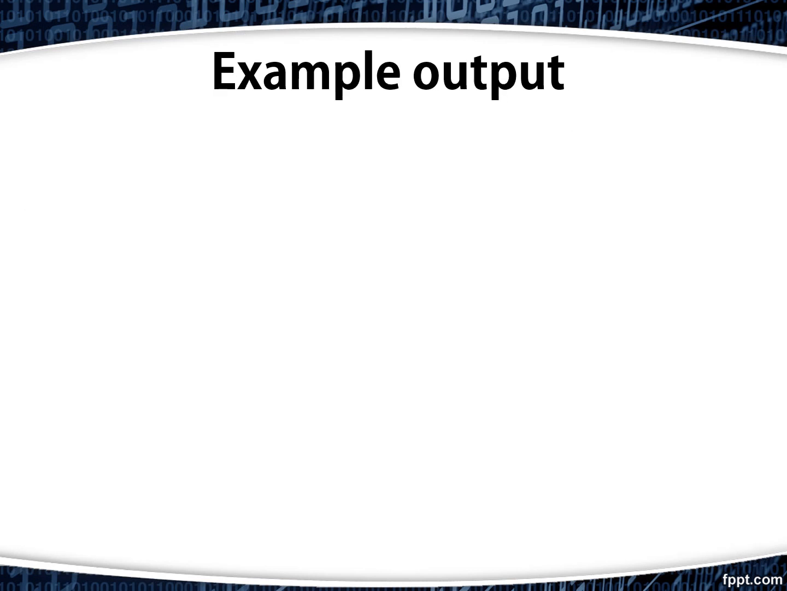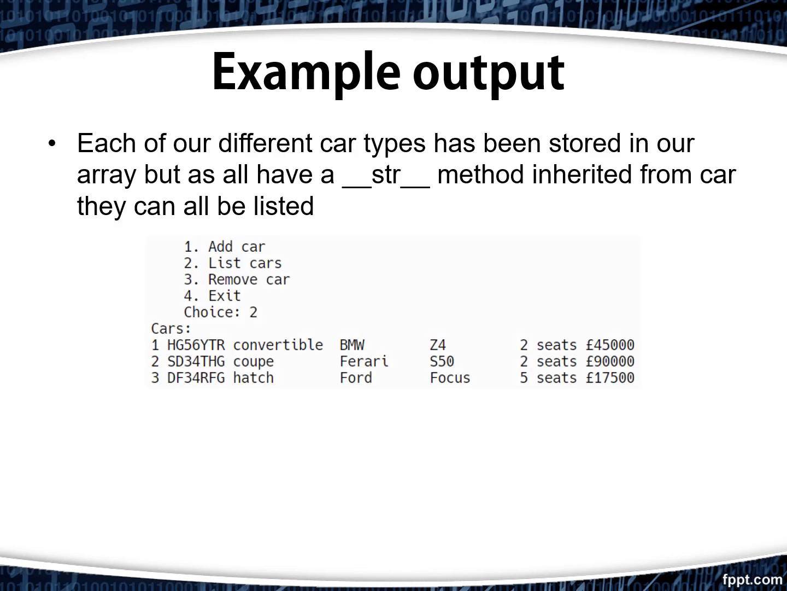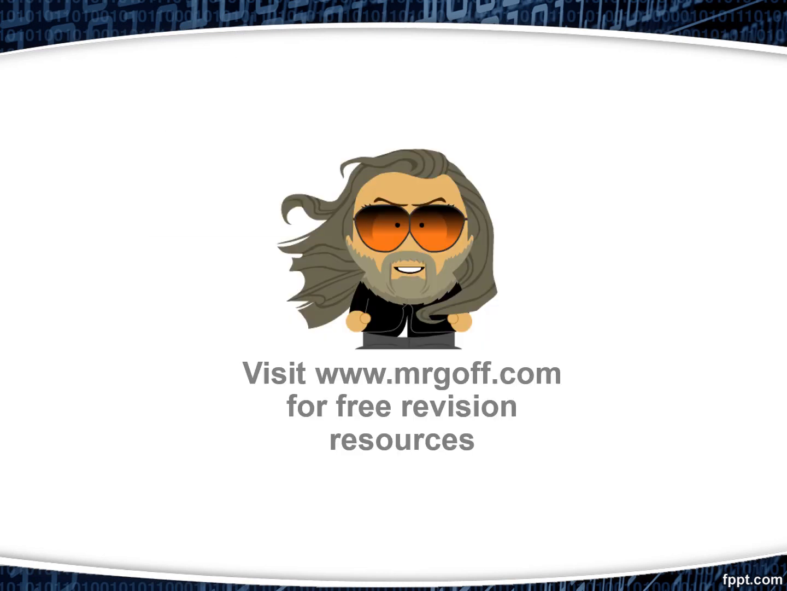In the example output below, you can see that each of our different car types has been stored in our array, but as all have a string method inherited from car, they can all be listed by our listCars method. And you can see that our system is still working, even though it now uses child classes. That brings us to the end of this video, giving an example of using child classes.